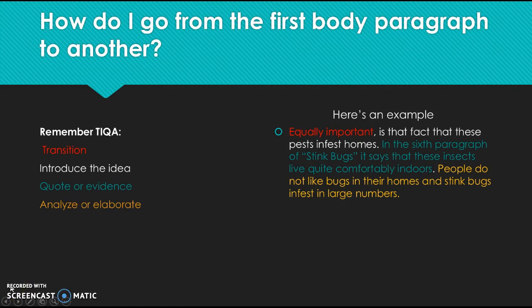How do I go from the first body paragraph to another? Remember, transition, introduce the idea, quote or evidence from the text, and then analyze or elaborate. Here's another example. Equally important, there's my transition, is the fact that these pests infest homes. In the 6th paragraph of "Stink Bugs," it says that these insects live quite comfortably indoors. People do not like bugs in their homes, and stink bugs infest in large numbers.